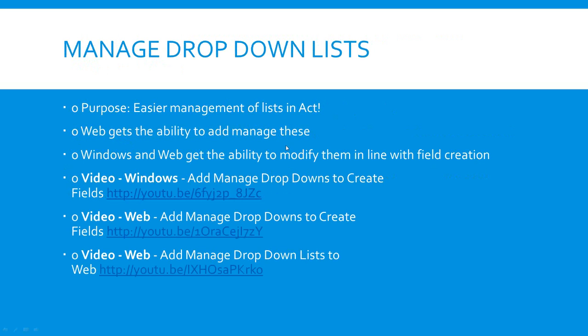Drop-down lists. So what they've done is they've made the ability to customize drop-down lists in Act for Web. You can modify these at the same time you do field creation, and you can manage them in Act for Web, which you couldn't do at all. So on the desktop product, it's easier to create or link a drop-down list to a field. With the web version, you can now, not only is it easier to create and manage them, you can create them and manage them where you couldn't at all before.